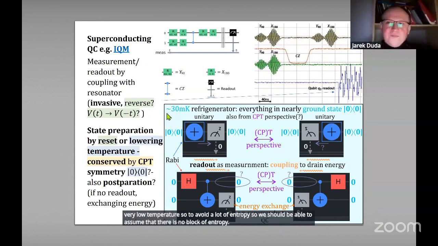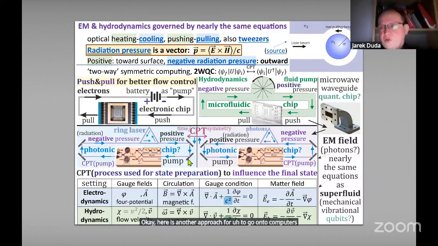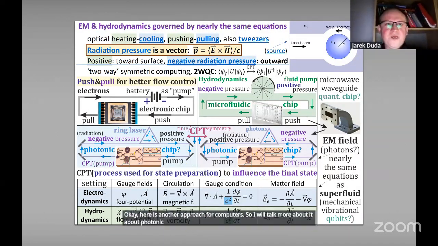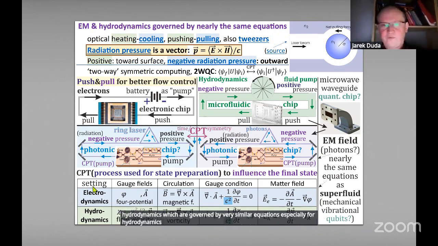Okay, here is another approach for two-way quantum computers. We will talk more about photonic approaches especially. Generally, you have electromagnetism and hydrodynamics, which are governed by very similar equations, especially hydrodynamics without viscosity, superfluidity.